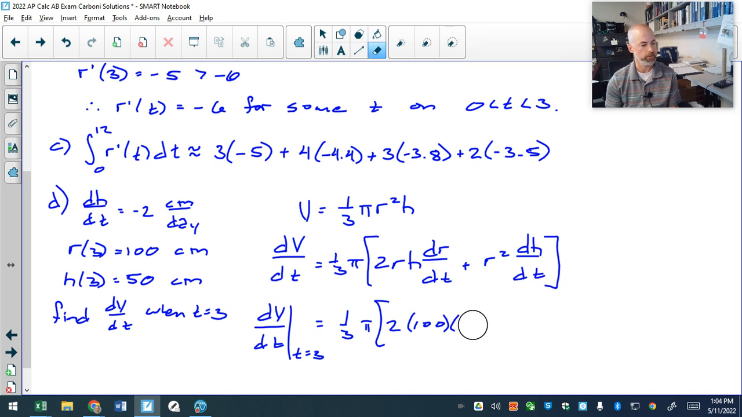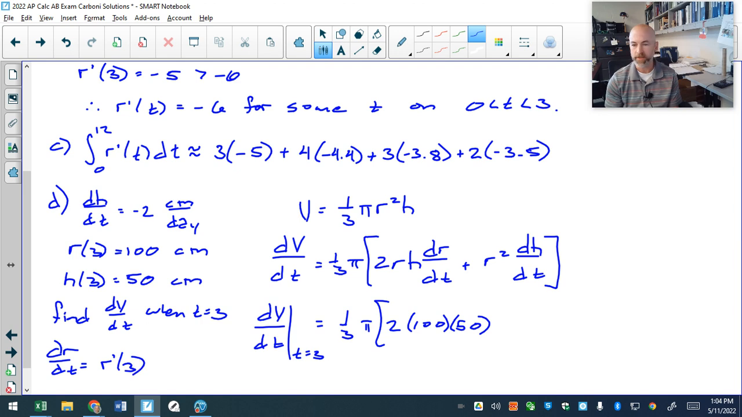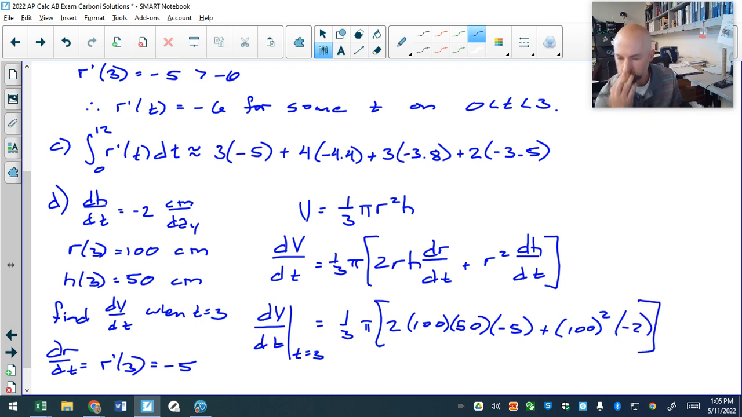my dr dt. All right. So hang on, we're going to go to the table for that. Dr dt is r prime, so dr dt is going to be r prime at 3, and that is in the table as negative 5. So dr dt gets negative 5 plus r squared is 100 squared times dh dt, which they tell you is negative 2. And there is my answer.